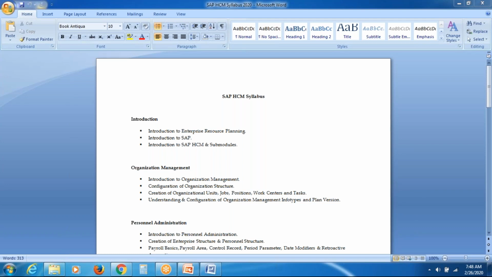If you dig deeper into each of these functions, the first and foremost business function is going to be organization management. As part of organization management, as a human resource function, we build or create the organizational structure. So what do we mean by org structure? Organizational structure is nothing but depicting the physical structure of the company in the form of a chart.